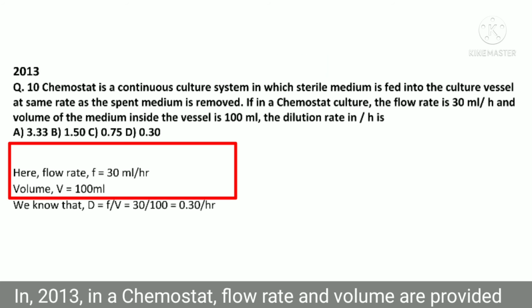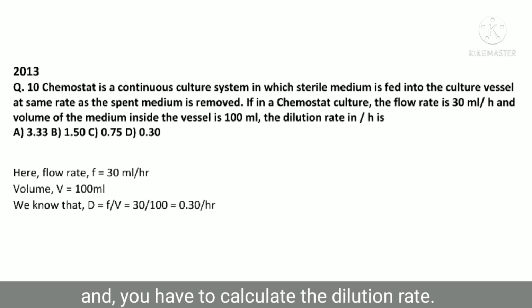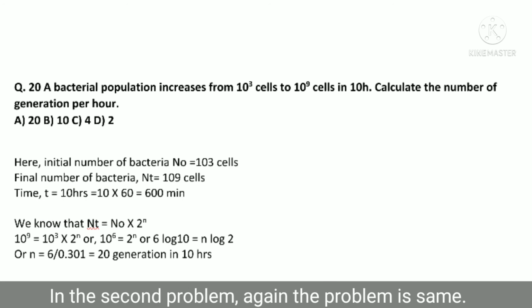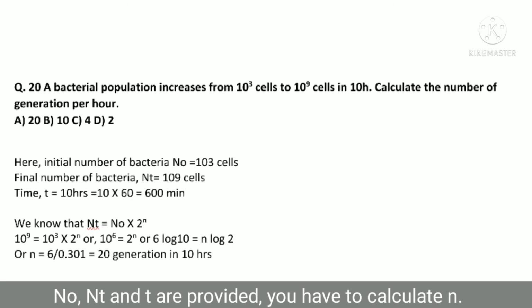In 2013, in a chemostat, the flow rate and volume are given, and you have to calculate the dilution rate. I have used the D is equal to F by V equation to calculate the dilution rate. In the second problem, again the problem is the same. N0, Nt, and time t are given, and you have to calculate n.